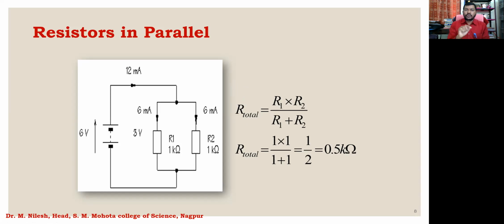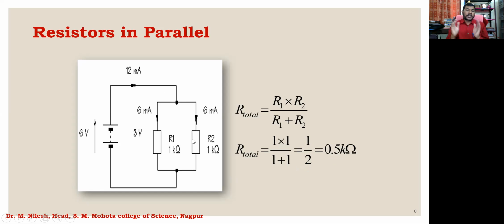1 by R total equal to 1 by R1 plus 1 by R2. And when we cross multiply and add, then we have this formula as R total equals R1 into R2 by R1 plus R2. Remember this. R total equal to R1 into R2 by R1 plus R2, right? And in this case, what happens if both the resistances are equal? So 1 into 1, that is equal to 1, and 1 plus 1 is equal to 2. So that is equal to 1 by 2, that is 0.5 kilo ohms. So half of this resistance.